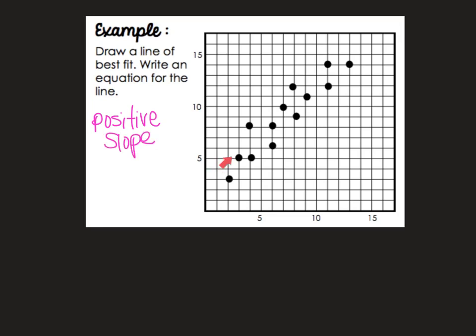And when I get ready to put my line through here, I want to try and pick the same amount of dots placed above and below the line. And if possible, I want to try to draw my line so it touches 2, maybe 3 dots if I can. So I'm going to try and touch maybe this dot and draw it and see if I have equal amounts above and below.